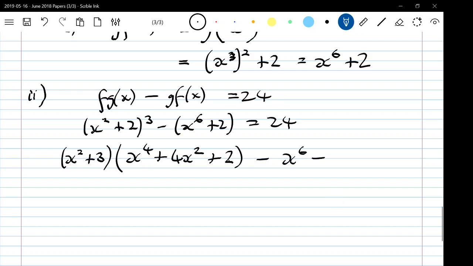Take away x to the 6, take away 2 is 24. So that is x to the 6 plus 4x to the 4 plus another 2x to the 4. Is that right? I've turned that into a 3 somehow. That's the second time I've done something like that. Plus 4x to the 4 plus 2x to the 4. So plus 6x to the 4 plus 2x squared plus 8x squared. So plus 10x squared plus 4. And I think we ended up with that.